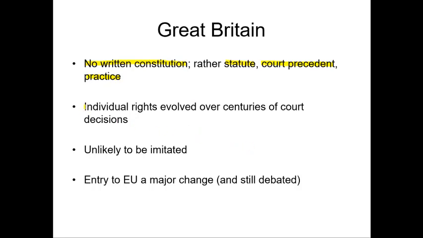Individual rights have evolved over centuries of court decisions, property rights going all the way back to the beginning of societies as we came together in communities over agricultural areas, and we developed juries, courts of law, things like that. So the individual rights for Great Britain evolved over a long period of time. What's interesting, though, is that this system is unlikely to be imitated. We live in a world that's complex now that in particular, we don't even have the time to evolve rights over centuries.